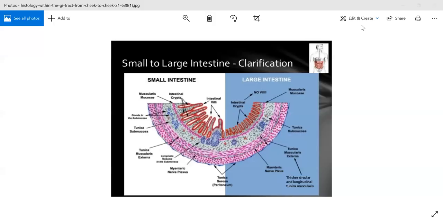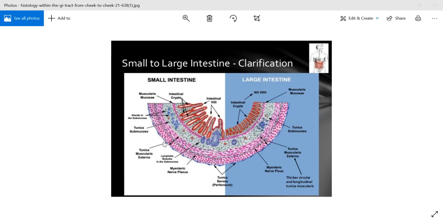The next picture which I want to show you is the difference between a small and large intestine. In both a small and large intestine, you can see four layers. First, we have tunica mucosa: the epithelium, lamina propria, and muscularis mucosa. Then we have tunica submucosa. After that, we have tunica muscularis externa. And at the end, we have tunica serosa. So the layers which we have in the wall are the same.